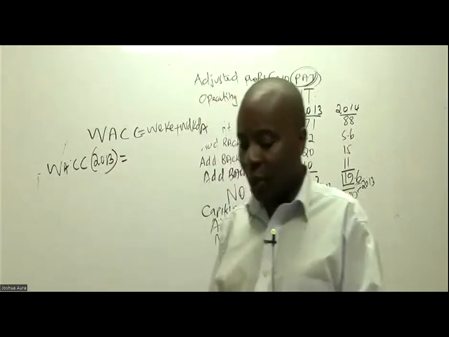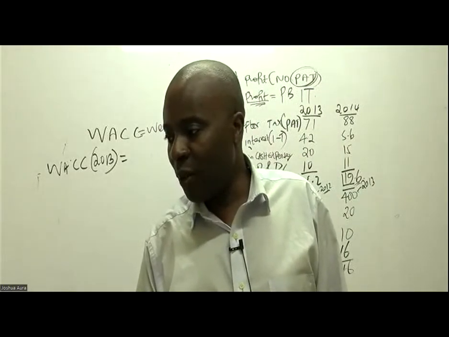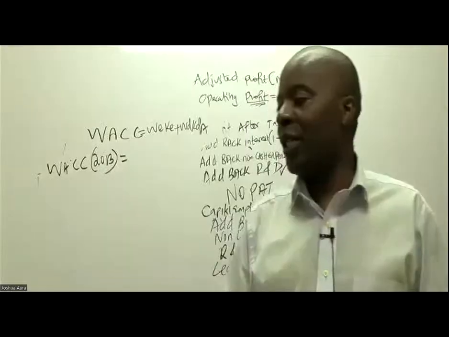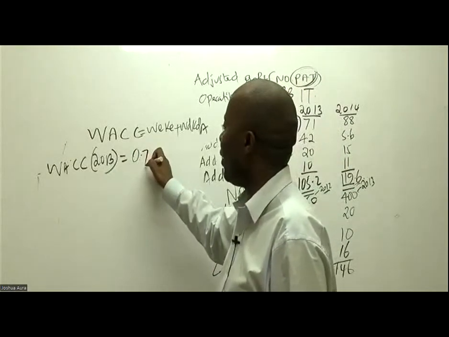So is there somebody who is able to see the weight of equity in the capital structure? Yeah, you can see note number 5. They have given us a target capital structure. Equity is 0.7, debt is 30%. So 70% and 30%, 0.7 and 0.3. So weight of equity is 0.7.